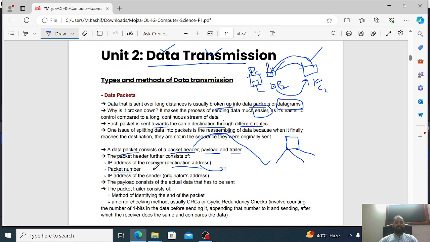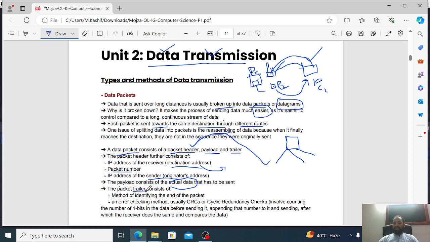The third thing that the packet header contains is the sender or originator address. It means the header has three things. One is packet number, second is receiver address, third one is sender address. And next, the packet contains the payload. What is a payload? Payload is the actual data that we are going to share from one PC to another PC.